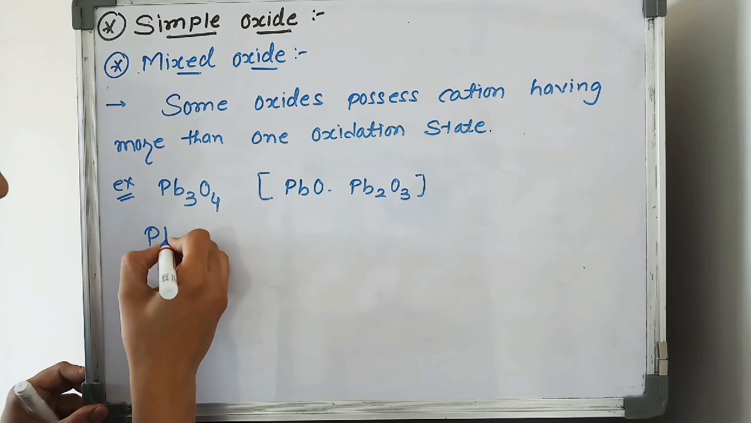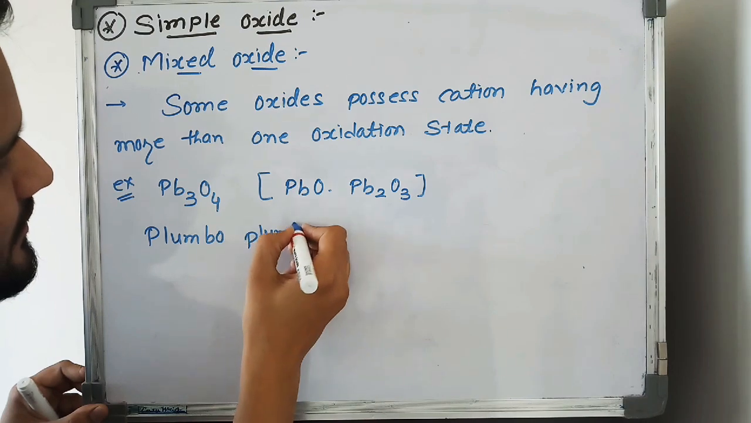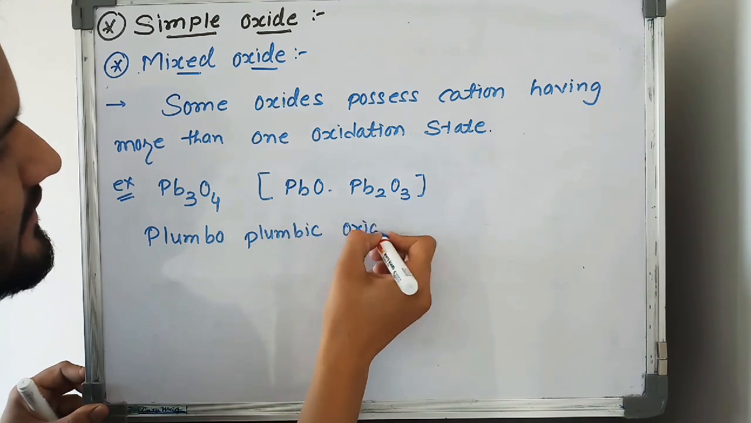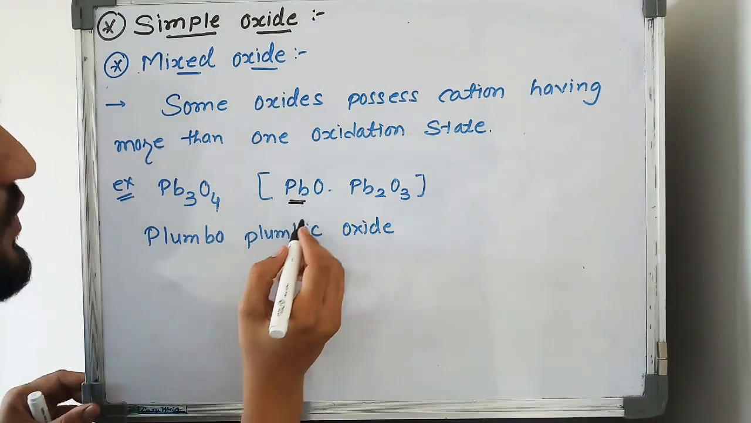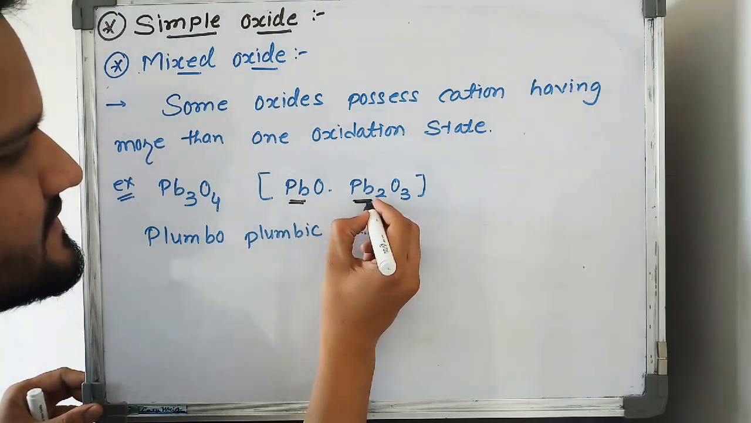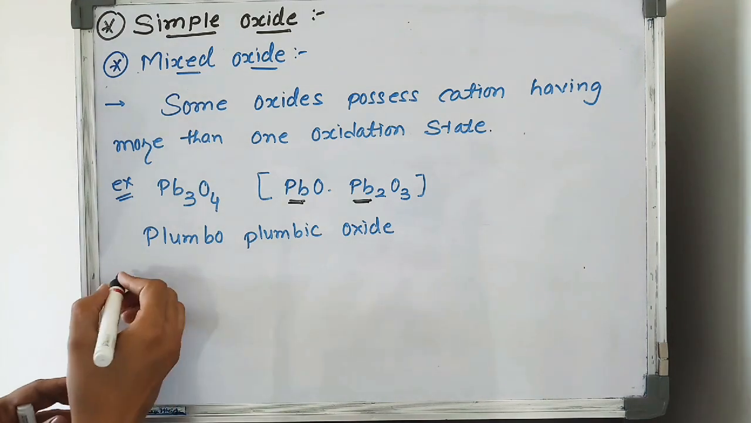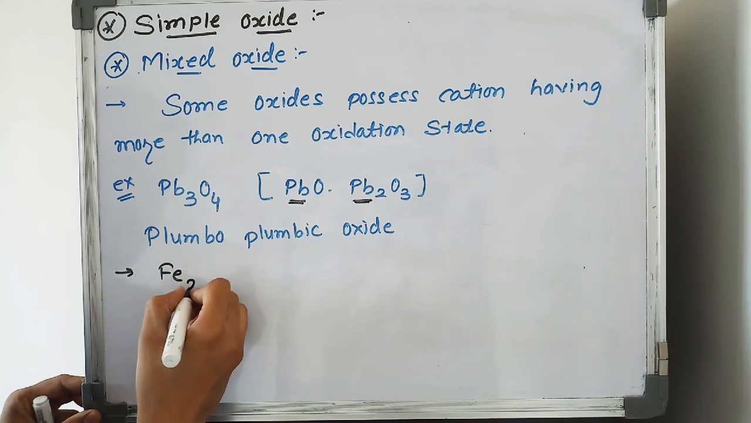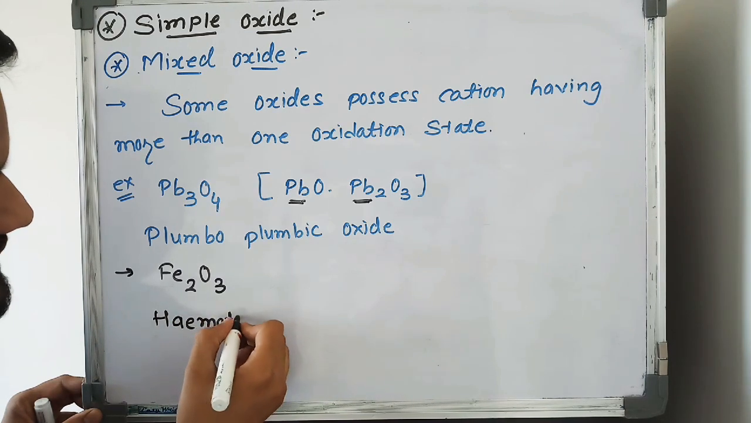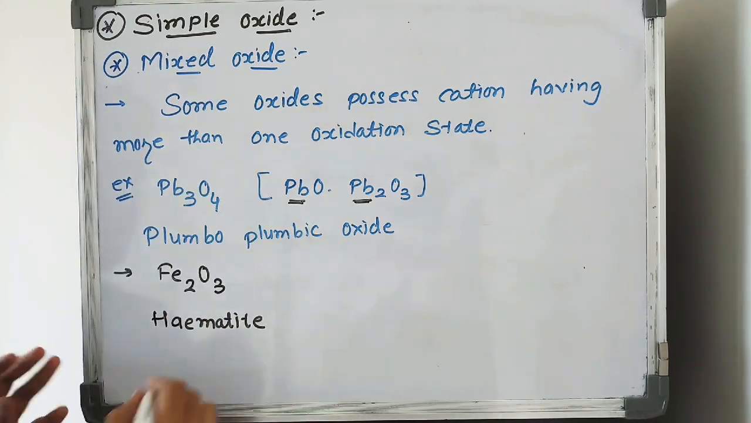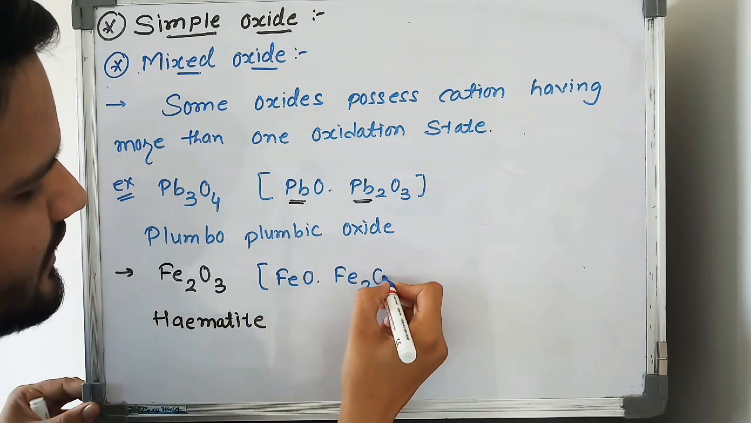2PbO.PbO2. Remember the name of this compound? It's called plumbic oxide. Very easy, student. Now in this case Pb3O4, the Pb in PbO has a charge of +2, while the Pb present in the other oxide has a charge of +4. Next example is Fe2O3. What is the name, student? Fe2O3 is called hematite.